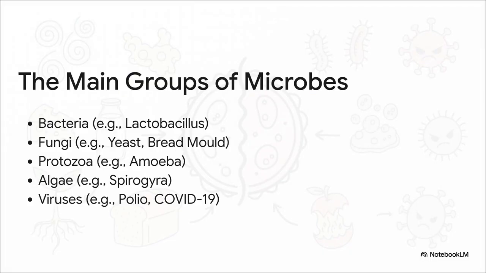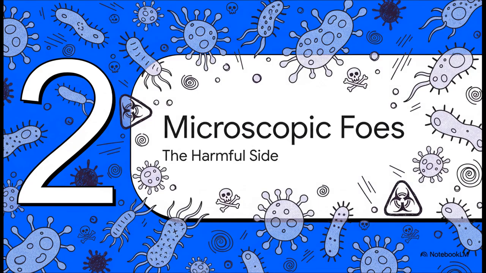So here's our main cast of characters. You've got the ones you've probably heard of, like bacteria and fungi. Think yeast for bread. But there are also protozoa, which are kind of like tiny single-celled animals, and algae, which are more plant-like. And then you've got viruses, the real oddballs. They're on the very edge of what we even consider life, because they only really spring into action once they're inside a host cell.